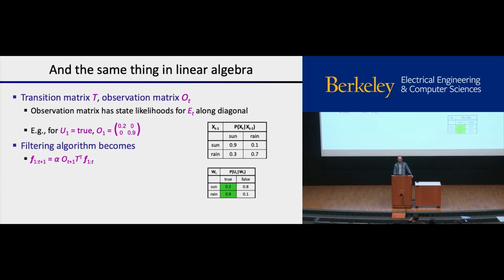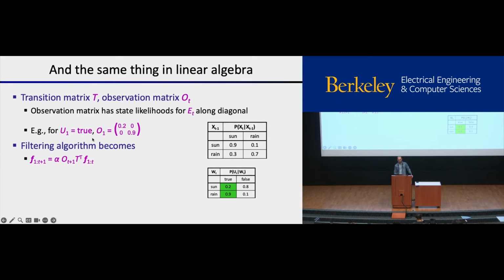Okay, same thing in linear algebra, the same algorithm. If we have a transition matrix T and an observation matrix O sub T, then the observation matrix has state likelihoods for E_t along the diagonal. So we can look at it here. The example I showed you last time was about the hidden state being sunny and rainy, and the evidence being whether your supervisor brought their umbrella down to the nuclear bunker that you're stationed in.